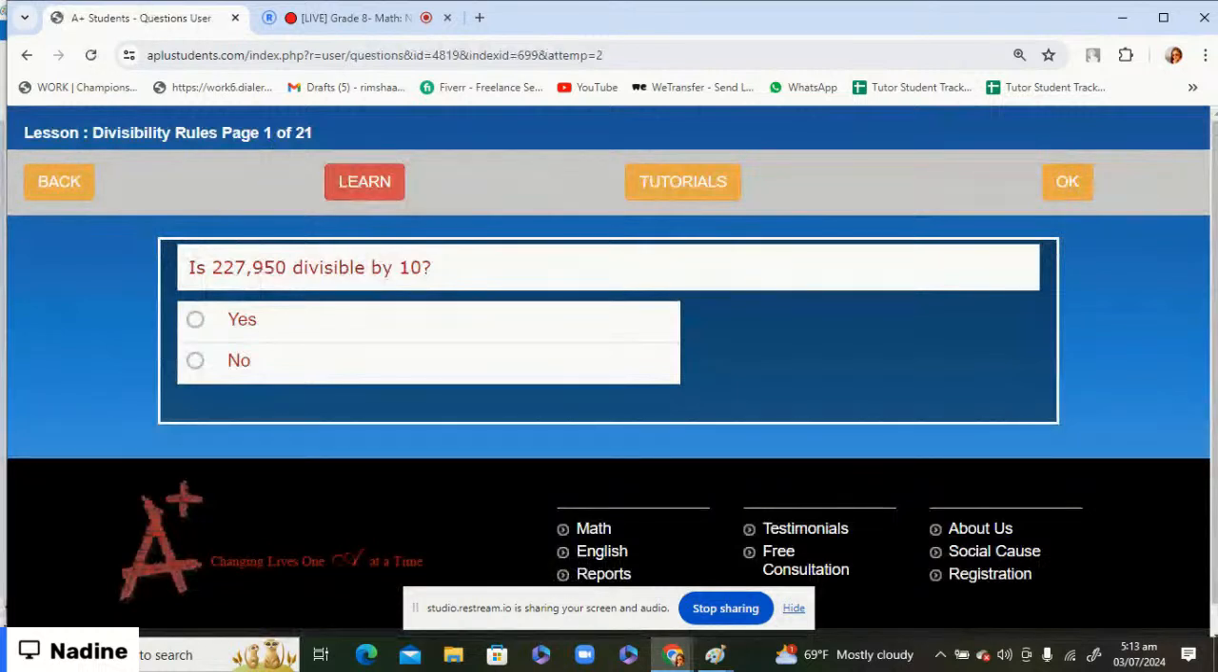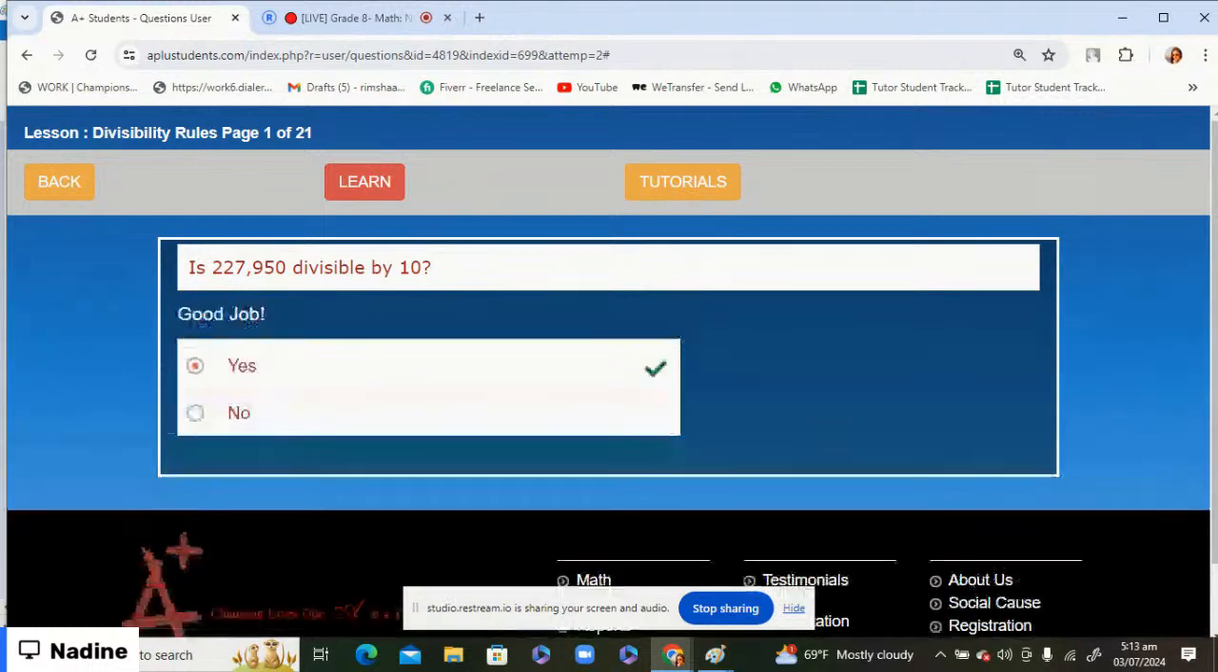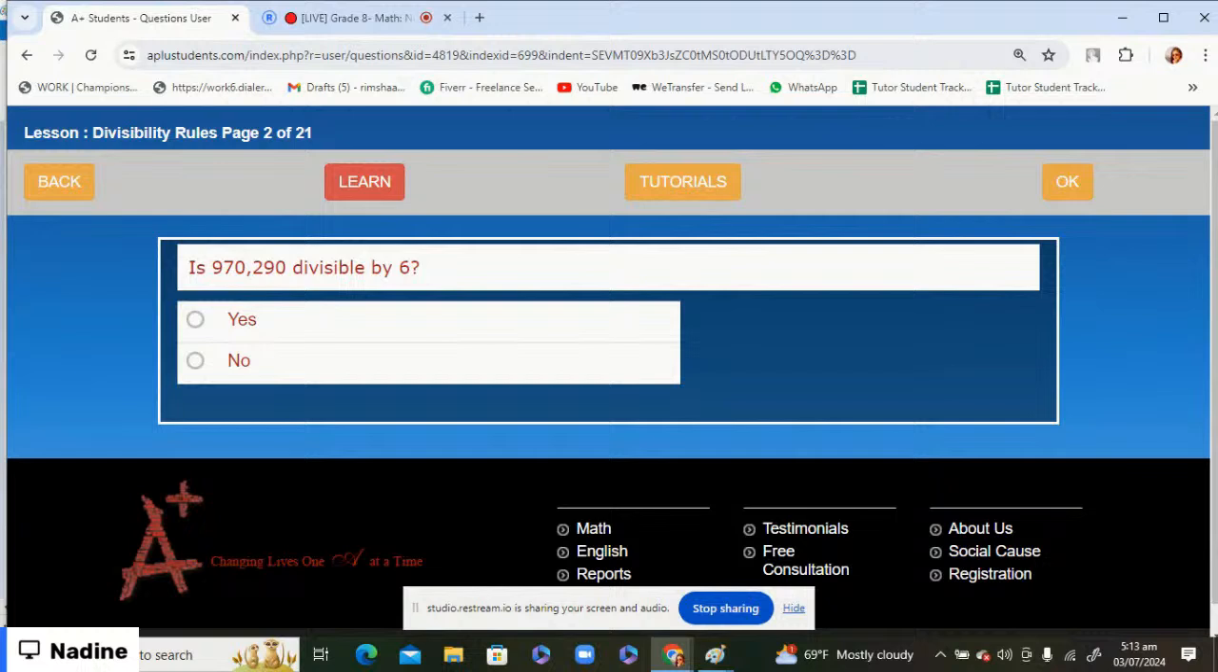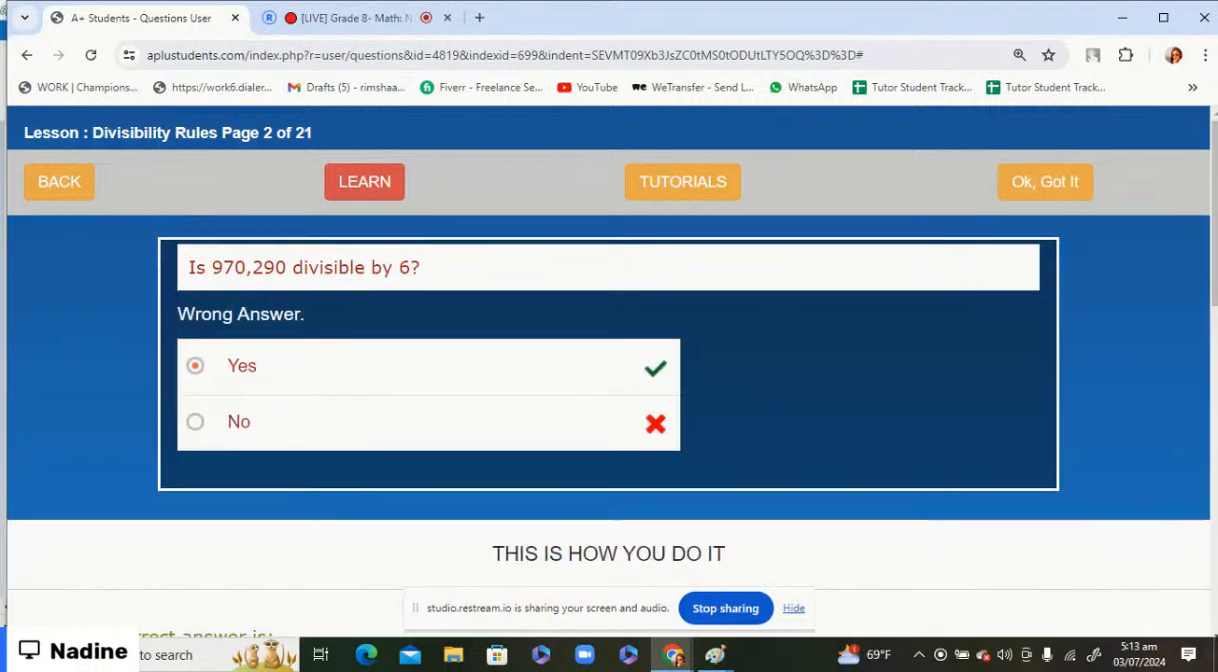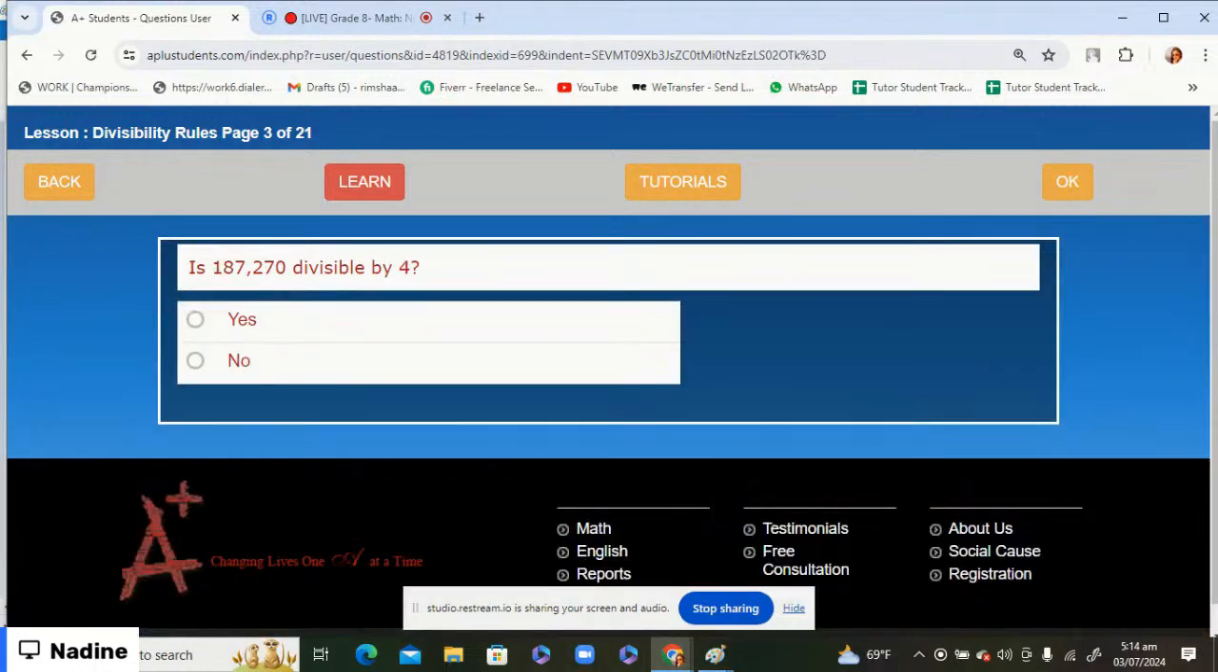227,950 divided by 10. Here is 0 at the end, so we can say that if there is a possibility of zeros, then yes, it is. 170,290 is divided by 6? No, there is 0 and there is 6 in the end, so we can say no, because with 0 it's any number, oh sorry, it's yes, I'm just putting this one and then it's wrong. If there is 0 in the end, then we can say that it's divisible.